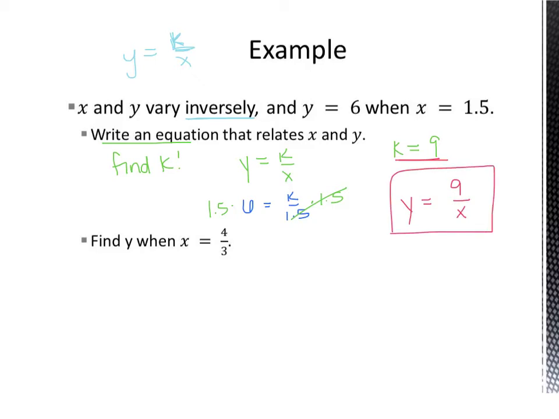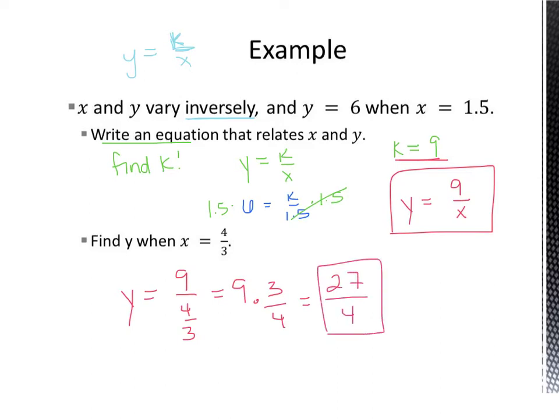So you have to find k and then plug k back in. So there's my equation that relates x and y. And then I'm going to find y when x is 4/3. So I'm looking for y when x is 4/3, and we're going to do a little bit of multiplying by the reciprocal because that's how we divide fractions. We get 27 over 4.